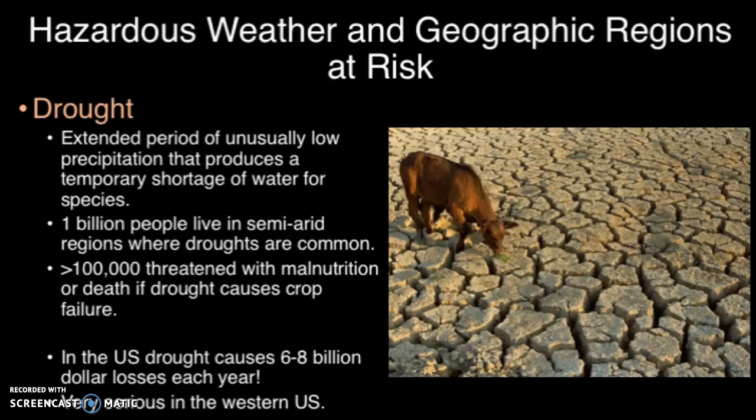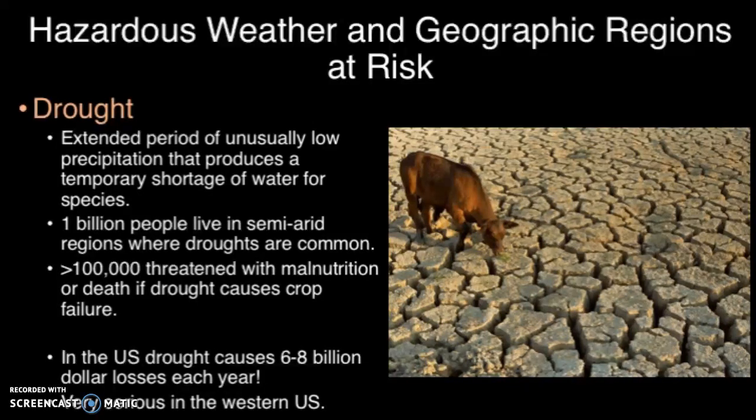Drought is officially defined as an extended period of unusually low precipitation that produces a temporary shortage of water for different species, may it be plant, animal, or humans. About 1 billion people in the world live in semi-arid regions where droughts are pretty common. That's a very high percentage of people, close to 15%, I should say. More than 100,000 of those billion are actually threatened with malnutrition or death if a drought causes a crop failure to occur where they live.